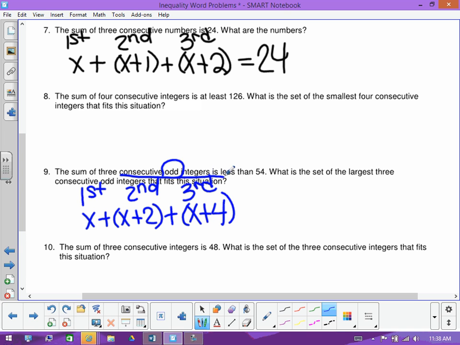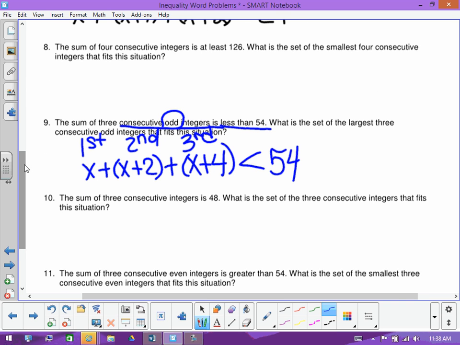And then it says is less than. So it's not equals. It's less than 54. It's like a formula. It's not going to change. If it's consecutive integers, it's going to be like the top one. If they're asking for even or odd, it's going to be like this one. So let's go ahead and solve this one.